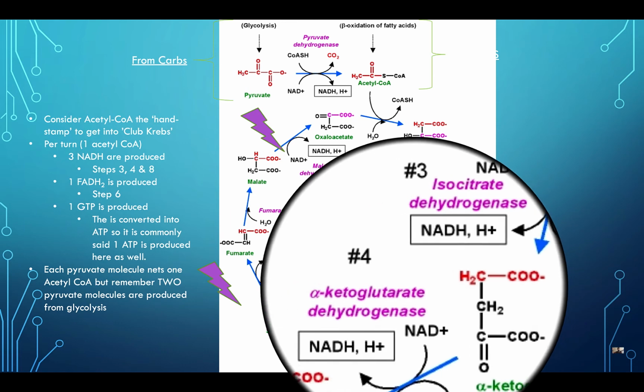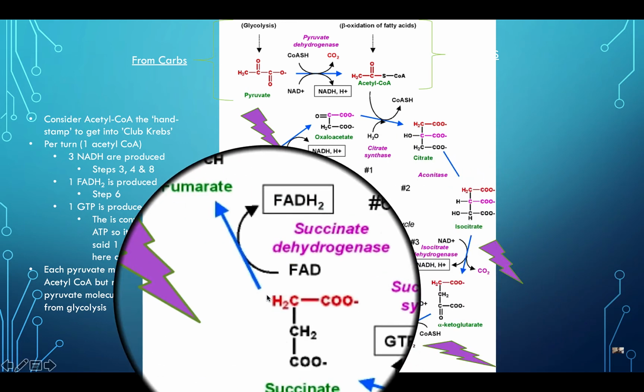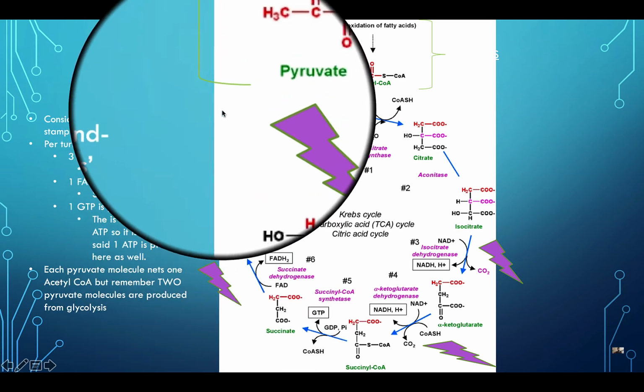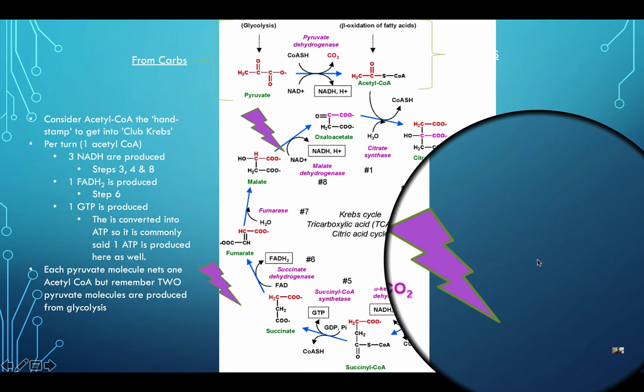So if we run out of some of these intermediates like succinyl-CoA and succinate and fumarate, we will actually stop the process right here and no longer proceed with it. So we won't be able to create any more NADH. It will stop. So that's super important to know as we start getting into later stages of exercise metabolism.